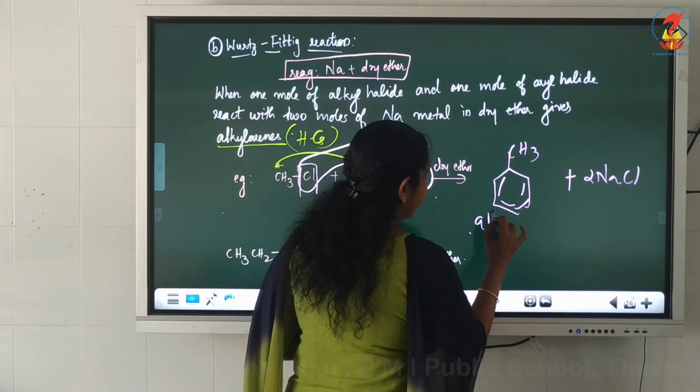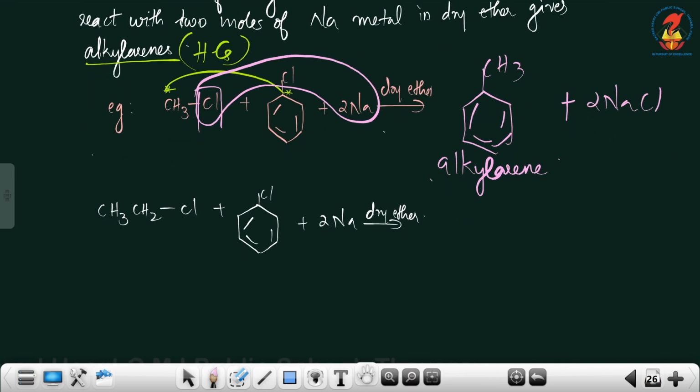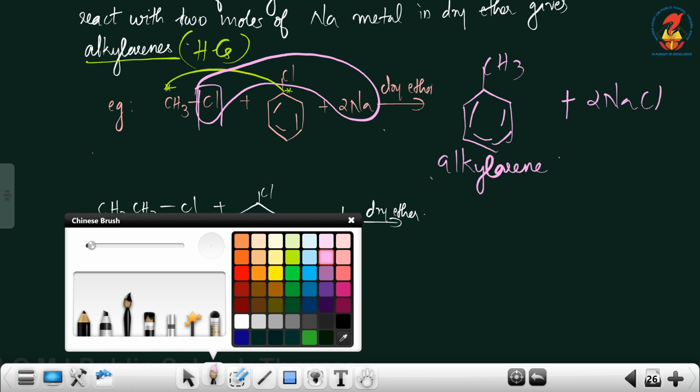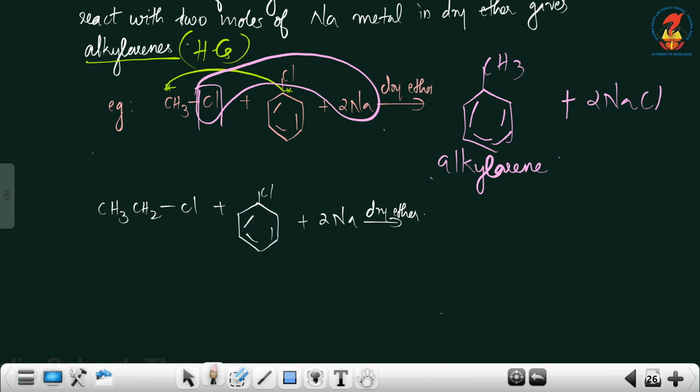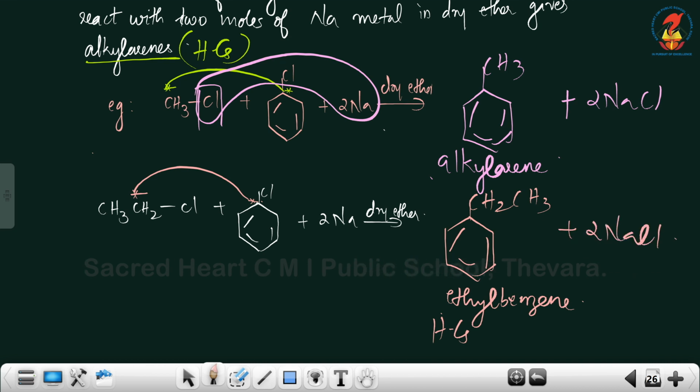So this is an alkyl arene because an alkyl group is present and an aryl group is also present here. In the same way we can write the product of this. This is the X attached carbon. This is the X attached carbon. Connect. So we will get the benzene ring. Connect this carbon with CH2, so we write it as CH2CH3, or ethylbenzene. All these are hydrocarbons and we are getting 2NaCl.